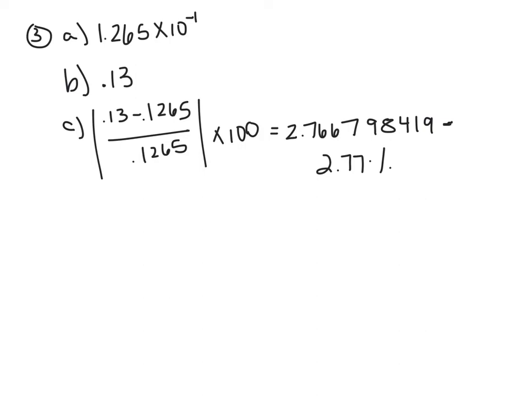Part B wants us to estimate the value to 2 significant figures, so that would be 0.13. And then part C wants us to find the percent error again, so the estimated minus the actual all divided by the actual times 100. And so you end up with 2.77%.